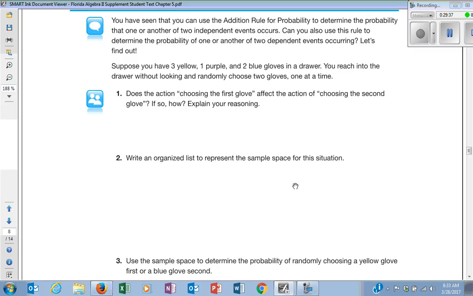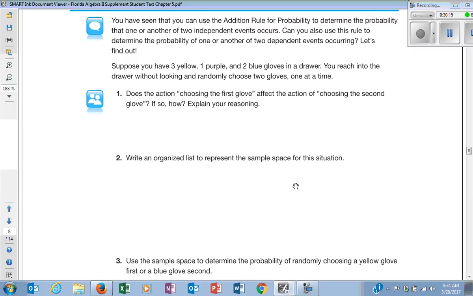You've seen that you can use the addition rule for probability to determine the probability that one or another of 2 independent events can occur. So, can you also use this rule to determine the probability of one or the other of two dependent events occurring? Let's find out. So, suppose you have 3 yellow, 1 purple, and 2 gloves in your drawer, because you just like colors. Okay? And you just throw them in there. Evidently, you lost one of your yellows and one of your purples, because normally they come in pairs. So, for some reason, yellow and purple, they got lost.